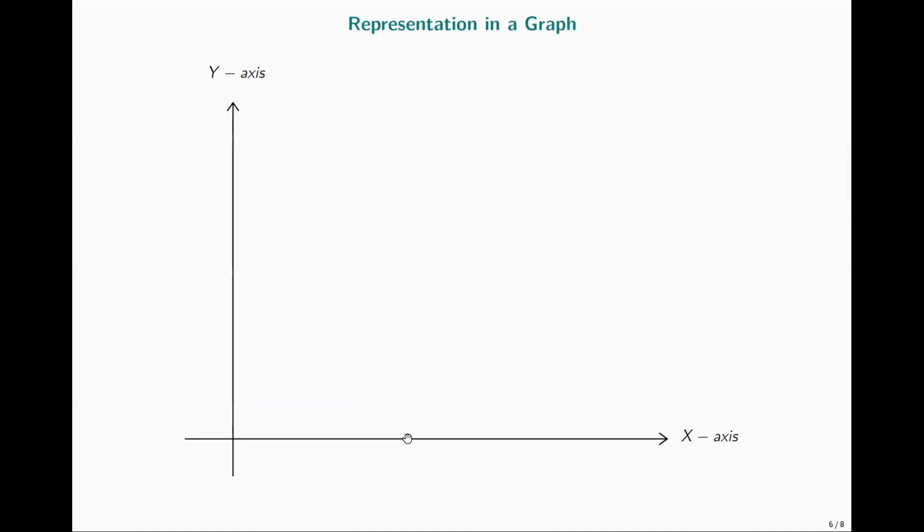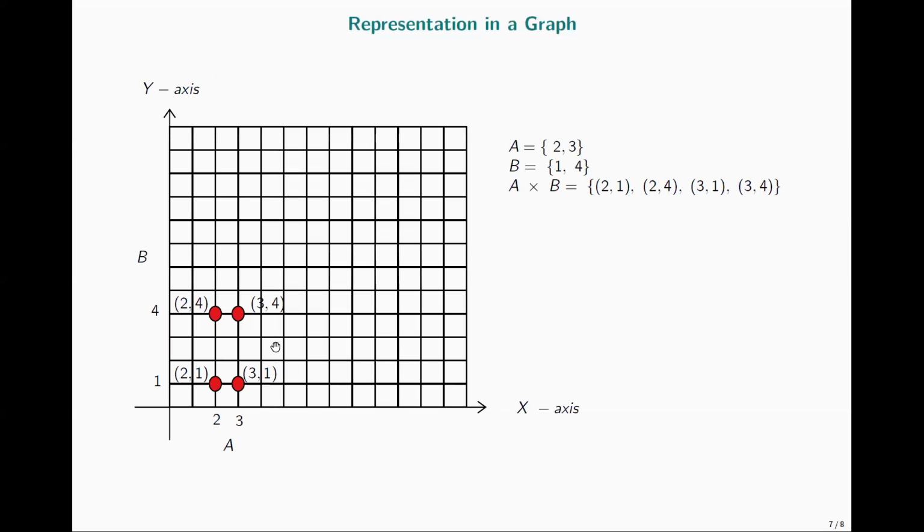Now I'll show you how to represent this Cartesian product in a graph. Okay, so you know that in the Cartesian product there are two sets. So I'll call this one set, and on this axis the other set, and this is known as the Cartesian plane. Always remember that this is known as the Cartesian plane. Okay.